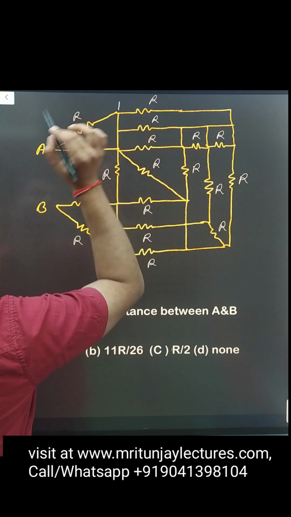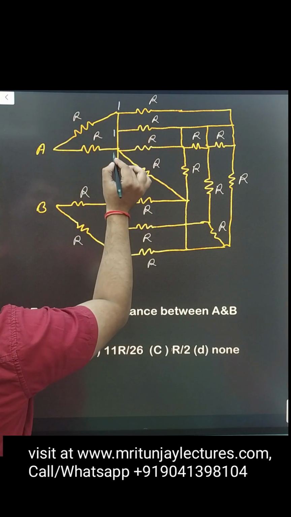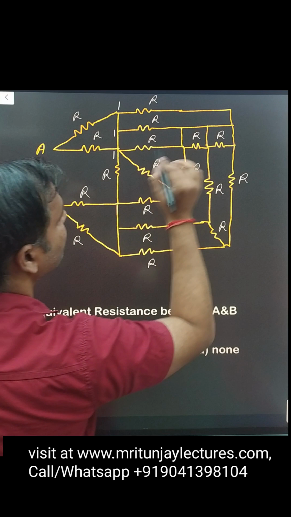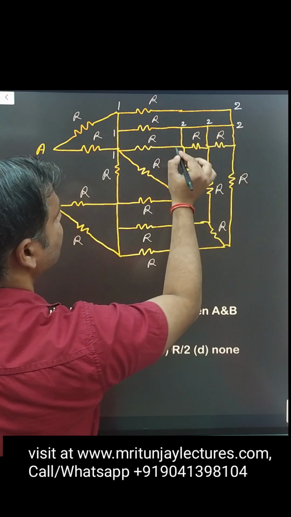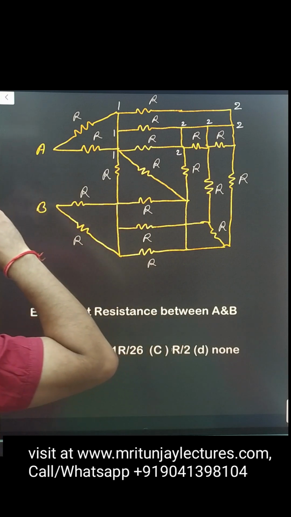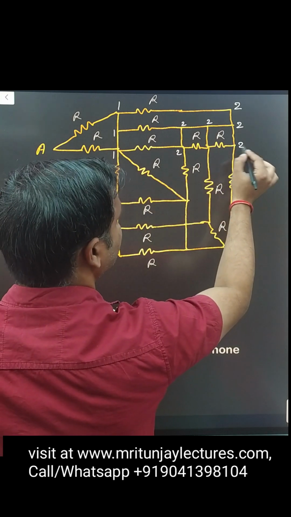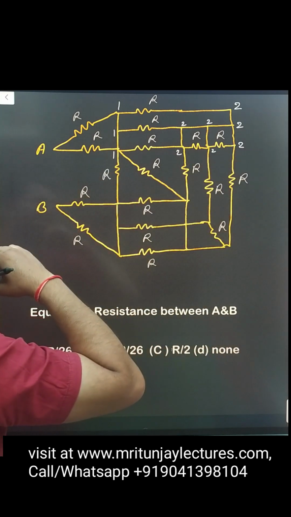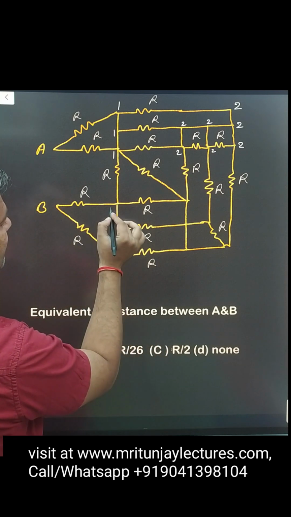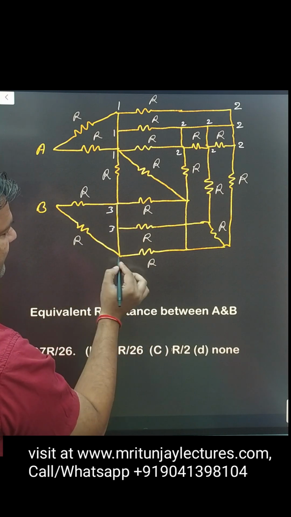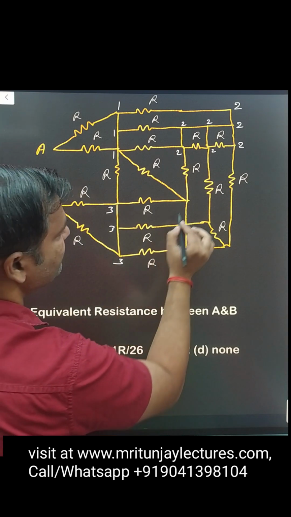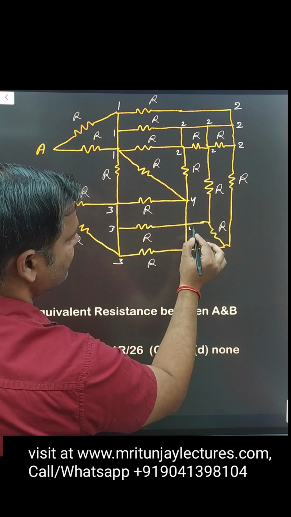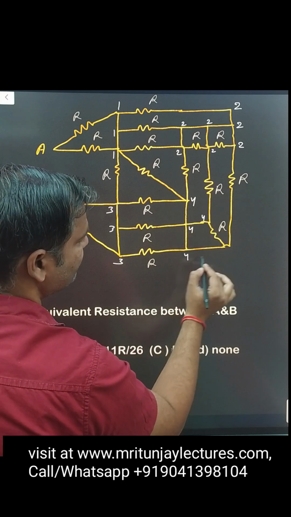that point is 1, so this is also 1, that is also 1, okay? If this one is 2, that is 2, that is 2, that is 2, and that is 2, and that is 2, and that is 2. Now if you consider that point is 3, that is also 3, that is also 3. Why? Because all are at the same potential. If this one is 4, that is also 4, that is also 4, that is also 4, and that is also 4.